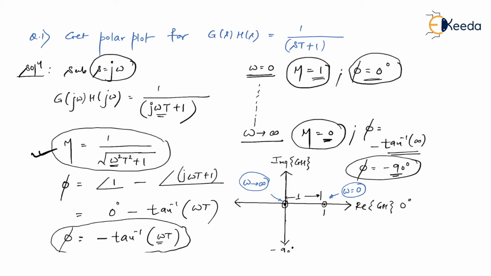Now the question is how to join these 2 points, because there are infinite ways by which you can join these points. But remember, you have to start from 1 and you have to always move clockwise. I repeat my statement, you have to always move clockwise. The polar plot goes always clockwise. So clockwise you have to go, and then you have to get at omega equal to infinity.